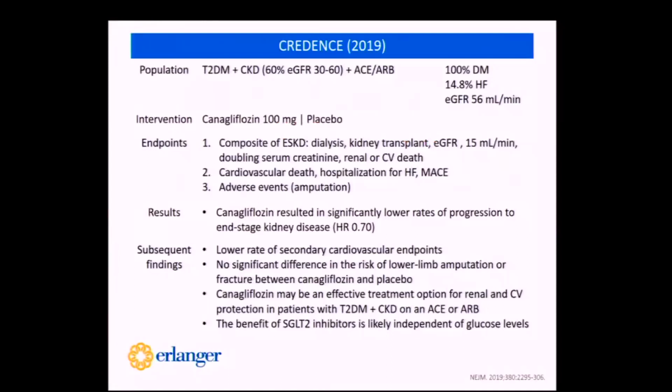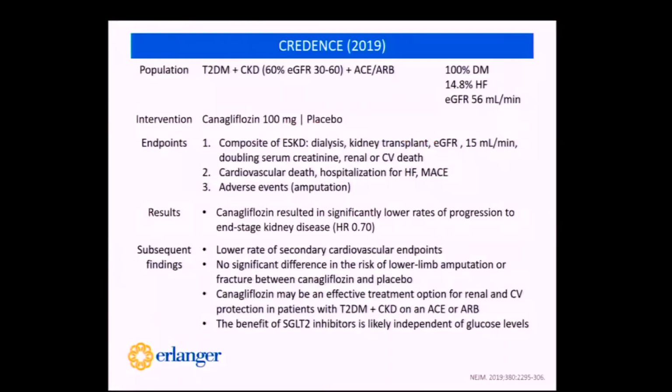The intervention was canagliflozin 100 milligram versus placebo, and the primary endpoint was a composite of end-stage kidney disease, defined as dialysis, kidney transplant, and eGFR less than 15 milliliters per minute, doubling of serum creatinine, and renal or cardiovascular death. Other endpoints include cardiovascular death, hospitalizations for heart failure, or MACE. So they kind of pulled in those endpoints that most of the other trials have looked at. And they also looked at adverse events, again, specifically wanting to look more into this amputation risk.